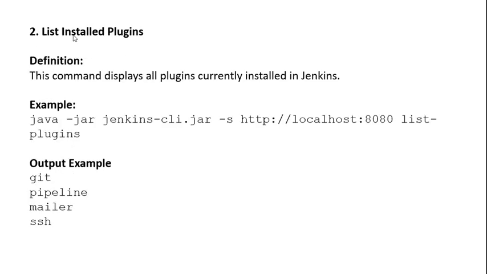Second is list installed plugins. This command displays all the plugins currently installed in Jenkins. The usage is java -jar jenkins-cli.jar -s http://localhost:8080 list-plugins, and the output gives the installed plugins like git, pipelines, mailer, ssh.